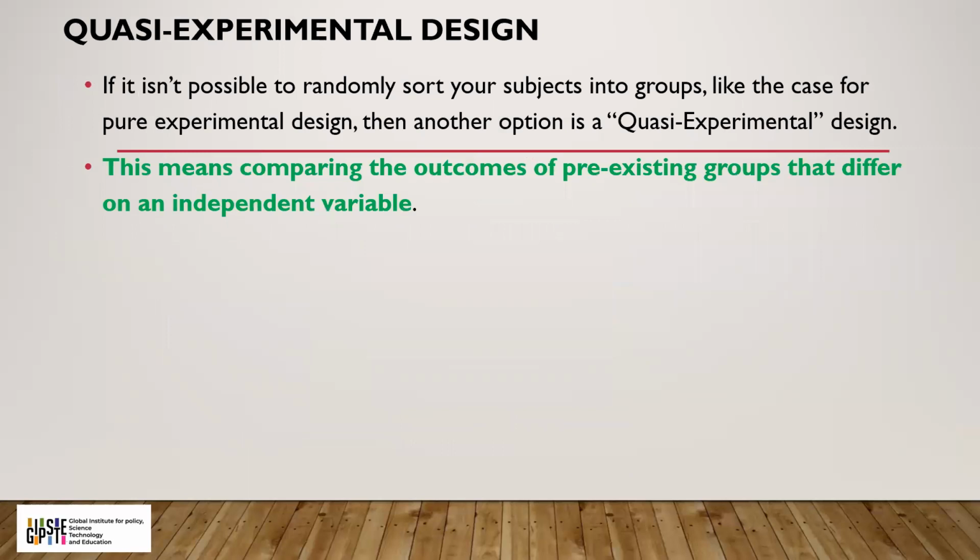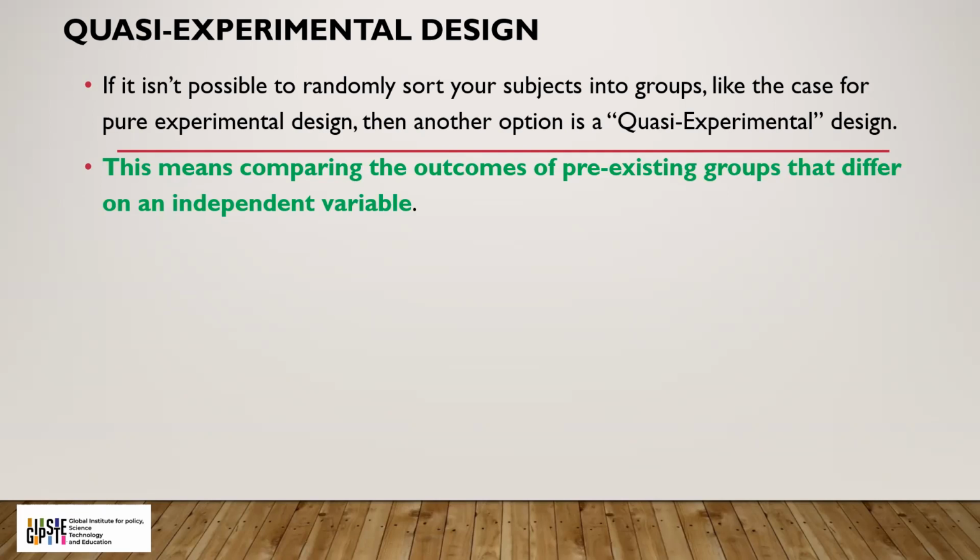With a quasi-experimental design, if it isn't possible to randomly sort your subjects into groups, like in the case of the pure experimental design, then another option is the quasi-experimental. So if you cannot randomly select the treatment groups and the control groups, then the next possible option is for you to look at a quasi-experimental design.